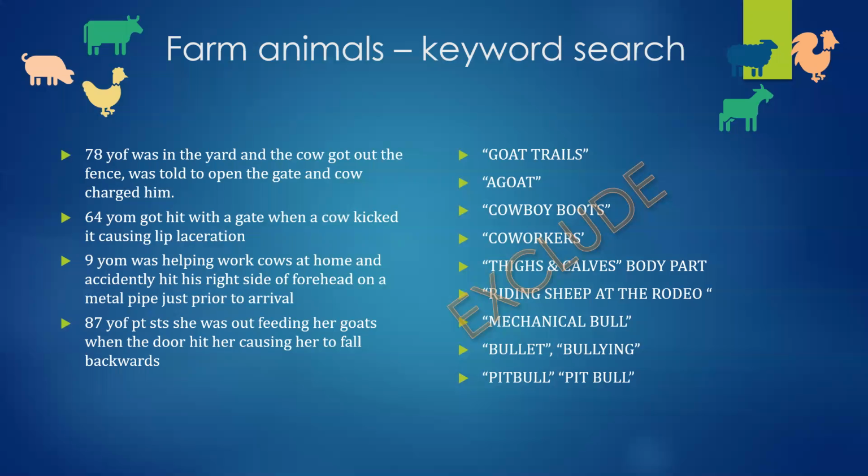We also conducted another keyword search for farm animal related cases. As you can see here, some of the case examples we included in our system are shown on the left side, and some of the excluded cases are shown on the right side. For example, mechanical bull, bullet, bullying, pit bull, and rodeo-related cases were excluded from our final data set.